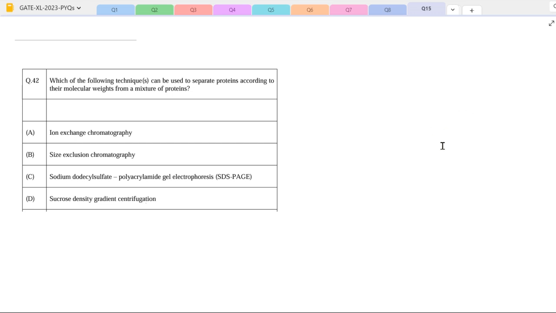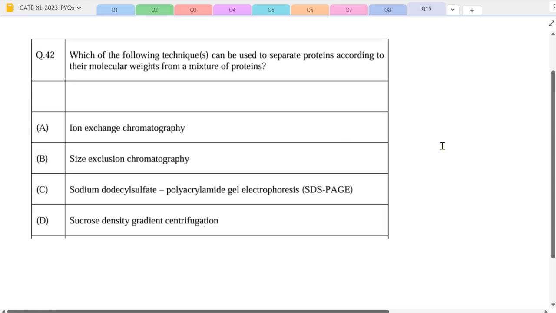Which of the following techniques can be used to separate proteins according to their molecular weights from a mixture of proteins? Here it's a very simple question, and we have all done most of these techniques during our practical classes. The correct options are B, yes, size exclusion chromatography, because it's also called gel filtration chromatography. The large ones elute first, followed by the smaller ones.